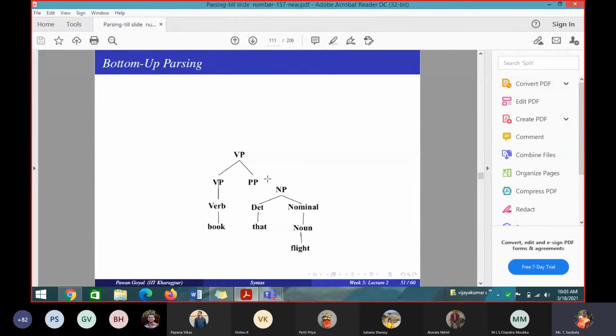So for VP, VP gives verb, book. PP gives what? PP gives preposition NP. But I have only NP, I don't have a preposition. That's why they have given a cross mark. So that is also not possible. Next one, VP gives verb NP, right? You told the second rule is verb NP, right? Yes. That they have tried here in the next step. So VP gives verb NP. Verb gives book, NP gives determiner that, nominal gives flight, because that will derive your sentence, right? That's why they have put it at the last.